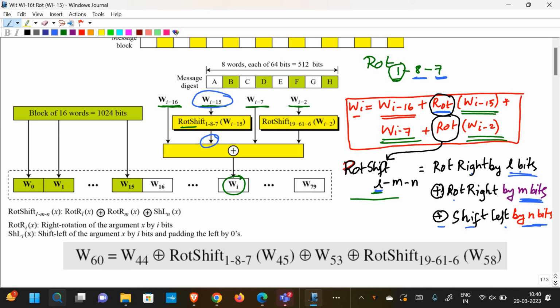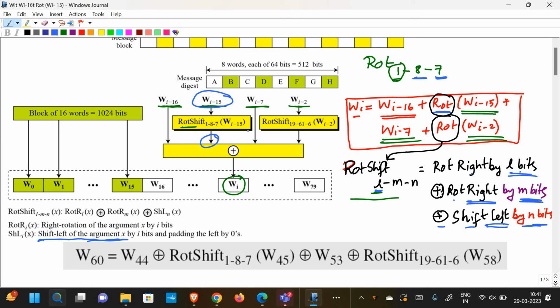Shifting is different, rotation is different. Shifting is shift left by, and rotation in that way is correct. One is left shift, the last operation, but see the hierarchy. Rotation, then left shift. Rotation by right, then left shift. Yes, please.